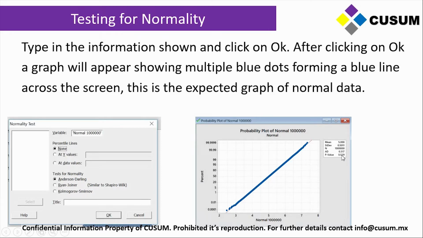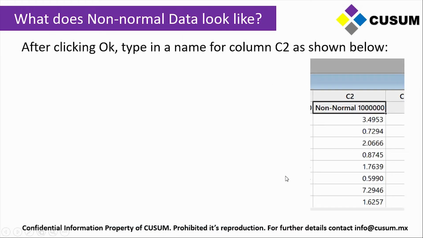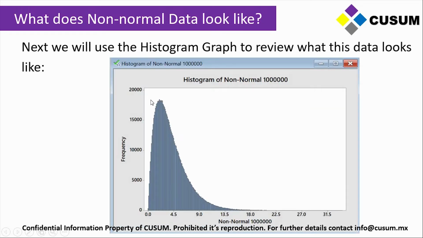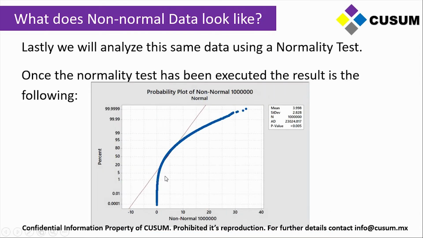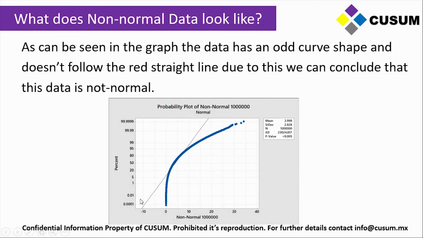And if you look at this p-value, it's 0.539. That's a lot bigger than 0.05. So you can be completely confident that this data is normal. Now, on the other hand, non-normal data, even if it seems to have the bell-shaped curve, has a lot of data points that just go on and on toward the right. So that's why it's not centered. If you look at the graph, once again, it has an odd-shaped curve, kind of like a banana, and it doesn't follow the red line.